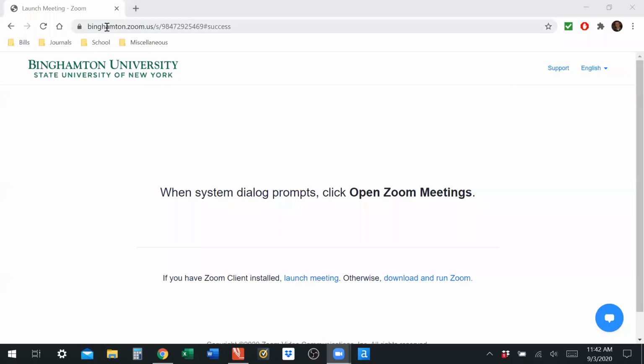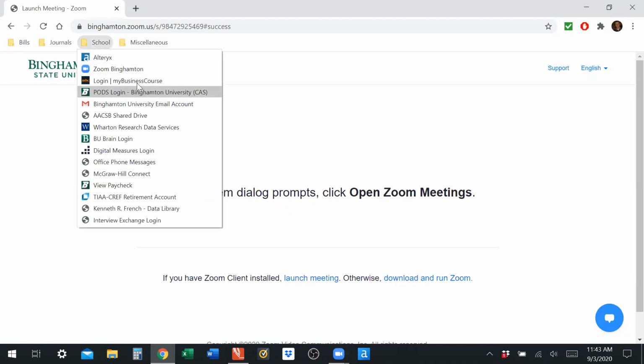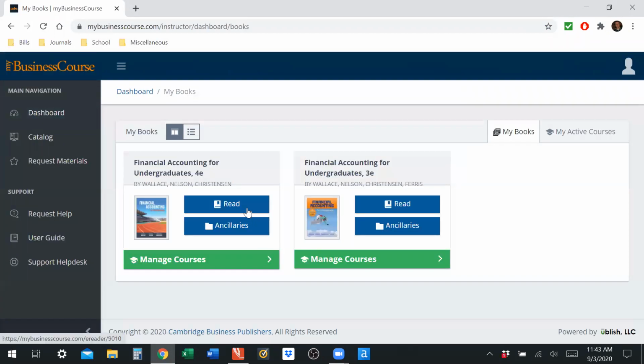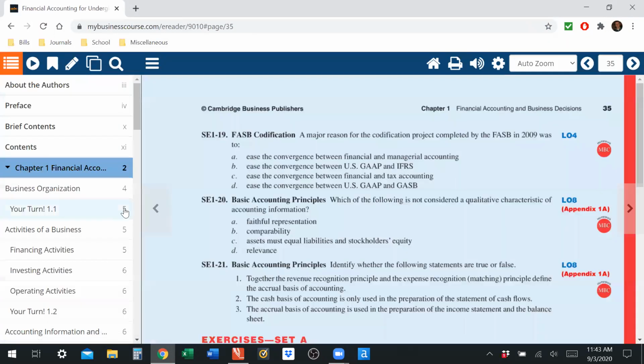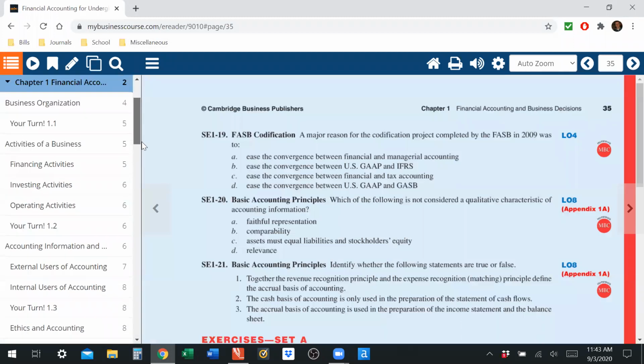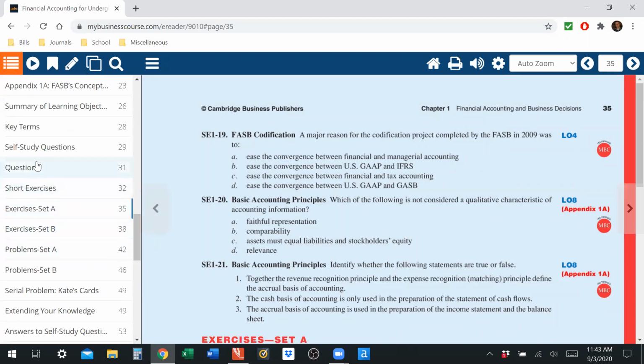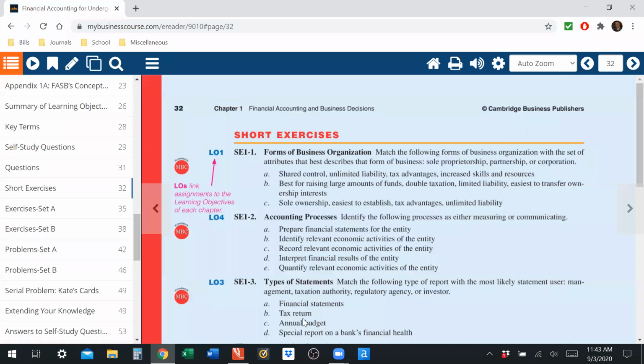All right, so let's log in to my business course, and we'll go to the ebook, chapter 1, go to the end of chapter 1, and we'll start with some short exercises. Let me pull up the document that I have put on Blackboard as well.